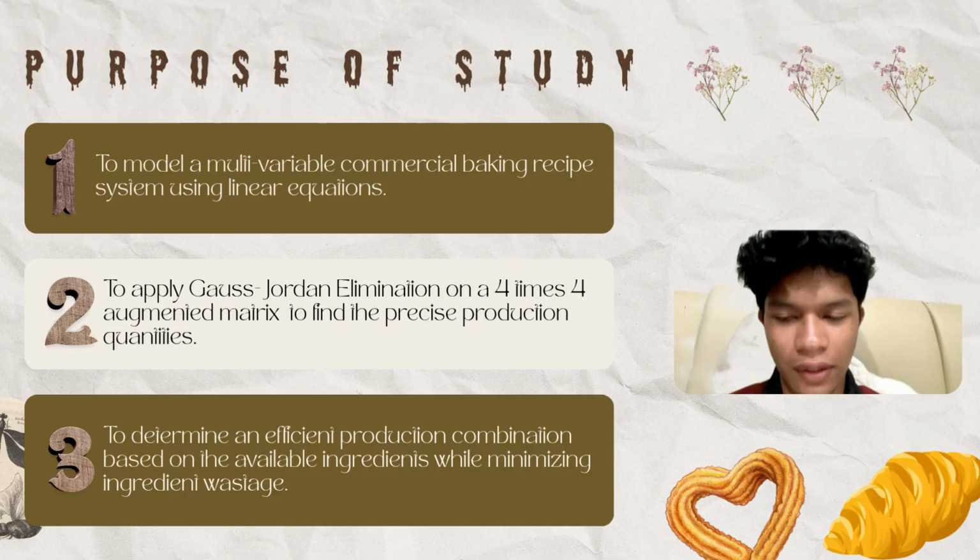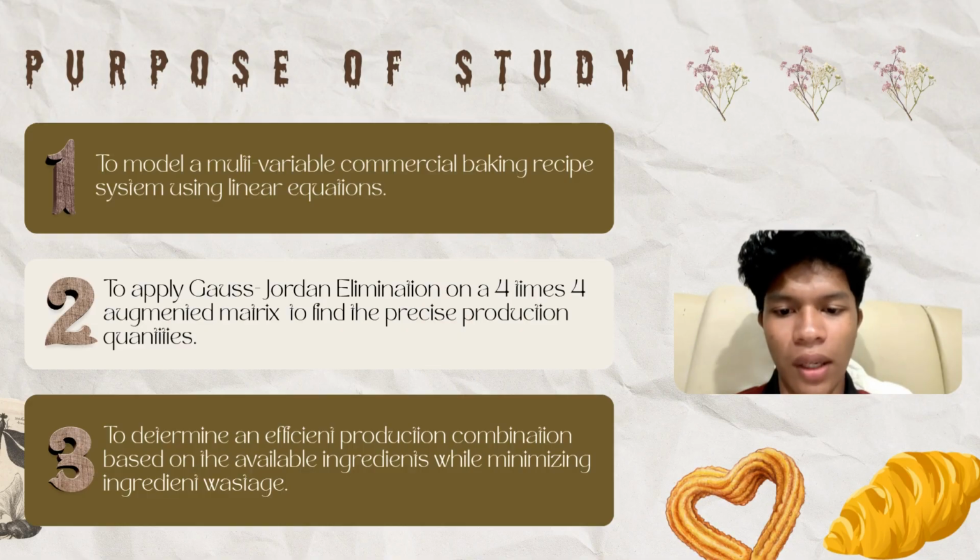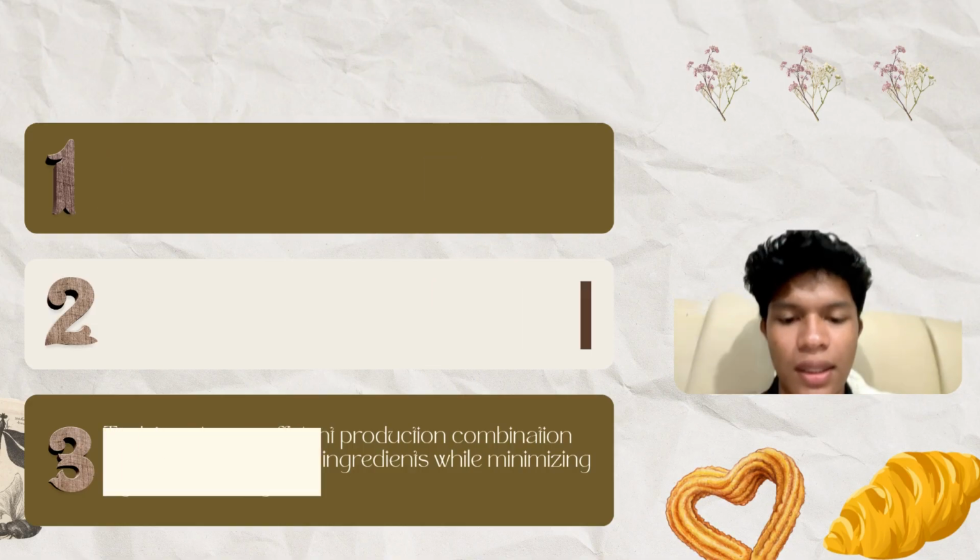For the purpose of our study, first, to model a multivariable commercial baking recipe system using linear equations. Next, to apply Gauss-Jordan elimination on a 4x4 augmented matrix to find the precise production quantities. The last one is to determine an efficient production combination based on the available ingredients while minimizing ingredient wastage.